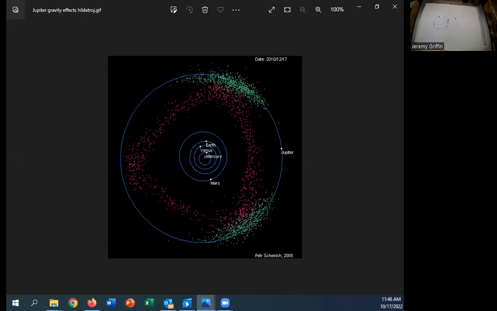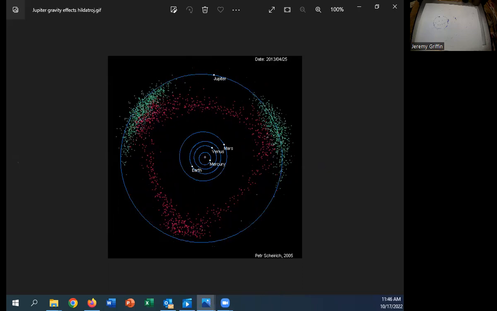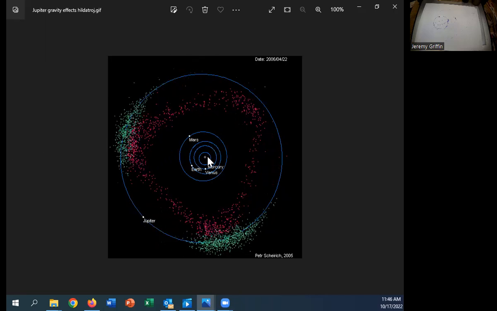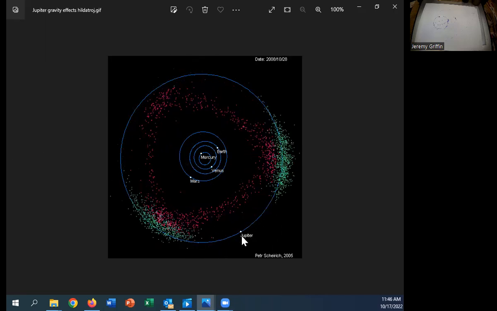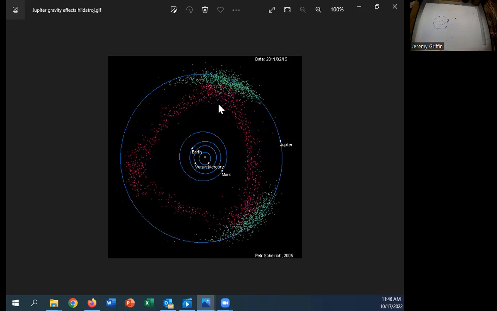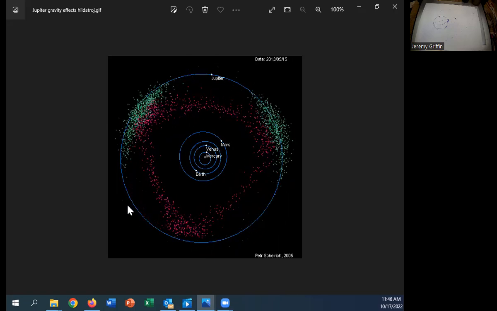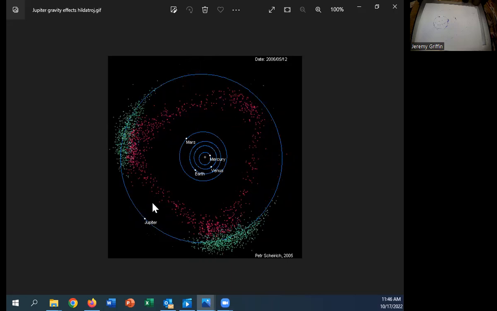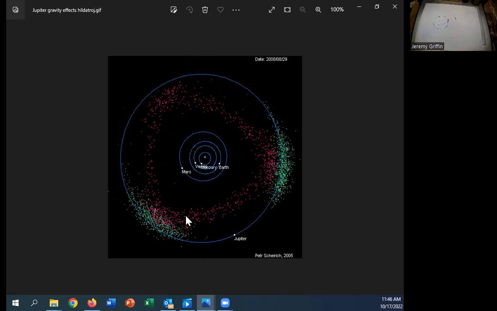Right. So here's an animation of our solar system. The Sun's right at the center. And so here's the Sun at the center. Here's Jupiter going around. You guys see Jupiter going around? Okay. Hey, do you guys see a bunch of pink dots? What do you guys think those pink dots are? Those are asteroids. That's the asteroid belt. The pink dots are the asteroid belt.